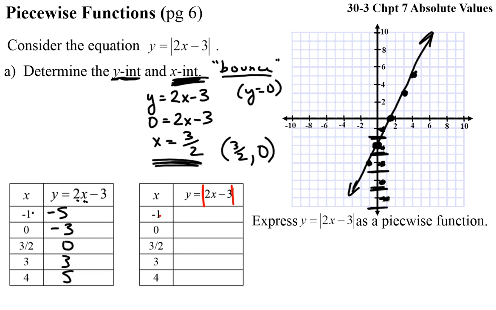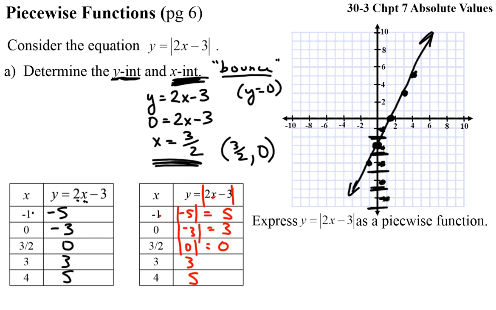Well, if I do the same thing now with the absolute of 2x minus 3, I'm going to do the same thing, plug -1 in. 2 times -1 is -2, minus 3 is -5. But we want the absolute of -5, which is equal to 5. 0 when you plug in is the absolute of -3, which is just 3. 3/2, plug it in, we get the absolute of 0, which is 0. Plug the 3 in, we get 3. Plug the 4 in, we get 5.